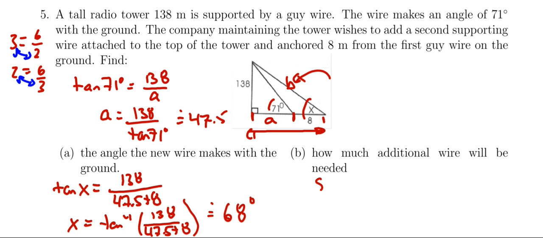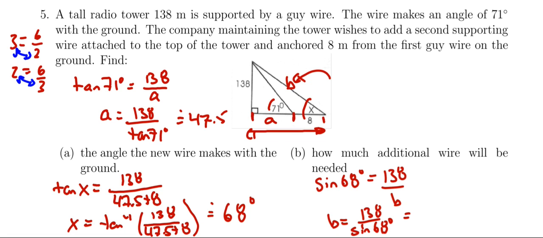But now what I'm going to do is the sine of 68 degrees is going to equal 138 over the hypotenuse that I've called B. And so I know that B will equal 138 over the sine of 68. And I will go to my calculator, 138 divided by the sine of that angle that I just found. And I'm using the whole decimal again. Press enter. And I'm going to get approximately 148.7 meters. And that's the length of the extra bit of wire that they're using.